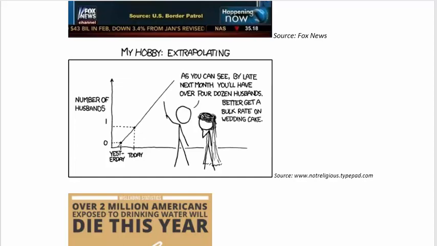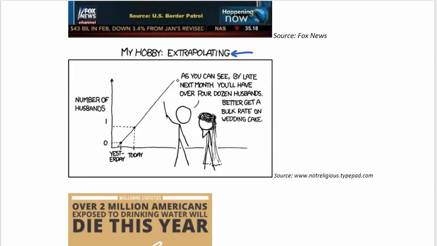Okay, so let me tell you about this, what this means in terms of creating graphs. Extrapolation is we take a look at a set of data, we look at the trend or pattern in that data, and then we extend that trend or pattern outside of the data set. So in this case, this person is saying, yesterday you had 0 wives, today you have 1 wife. We're going to create a trend line here based on those 2 data points. And you can see, as a result, by next month you'll have over 4 dozen husbands. Better get a bulk rate on wedding cake.